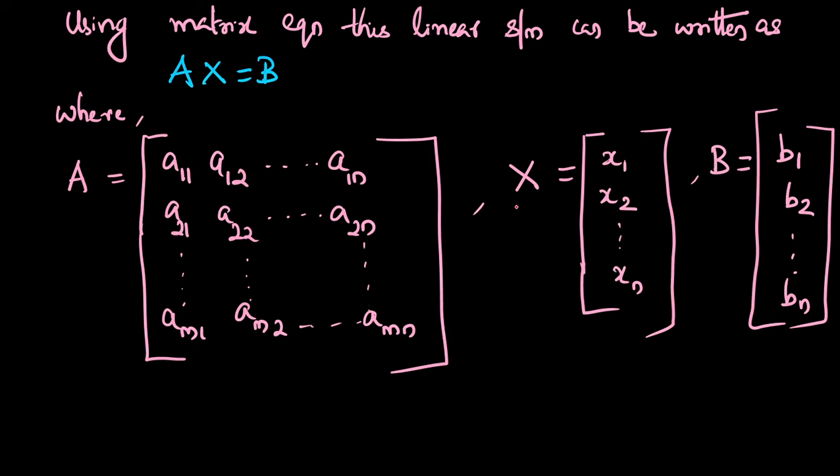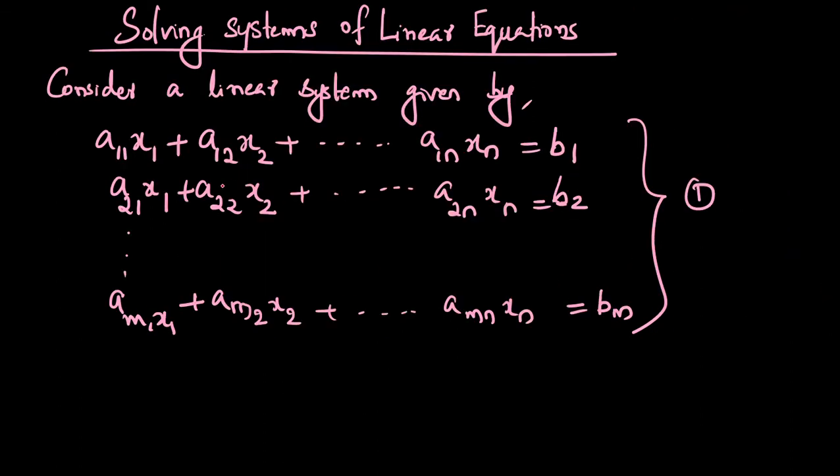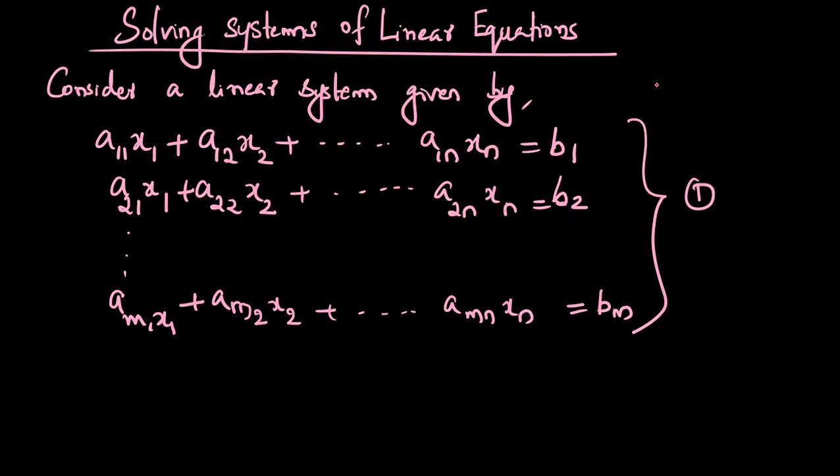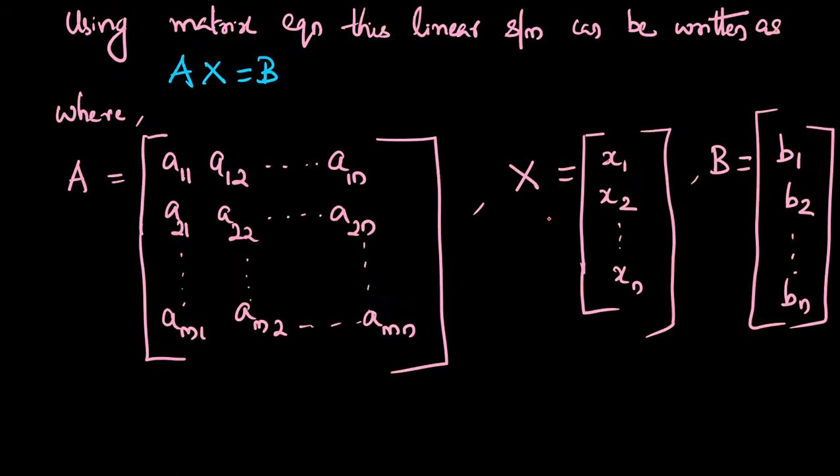And the elements of matrix X are the variables x1, x2 up to xn, which form the matrix X, and b1, b2 up to bn form the matrix B. That is, all the elements on the right side of the linear equations form the matrix B.